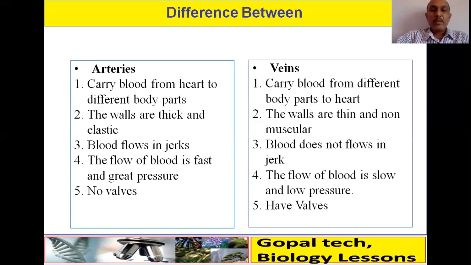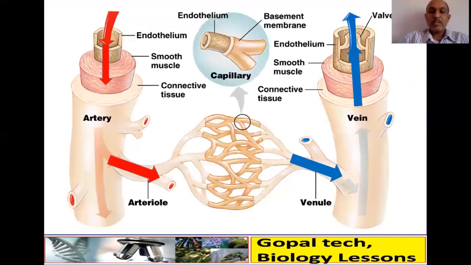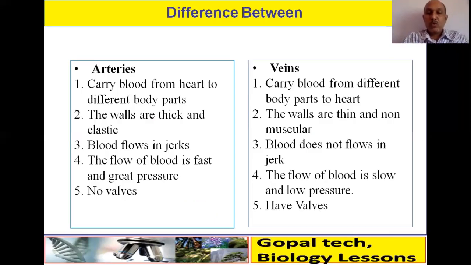Veins carry blood from different body parts to the heart. The walls are thin, non-vascular and muscular. Blood does not flow in jerks. The flow of blood is slow and with a low pressure, and they have internal valves in between. Okay, so these are the differences between arteries and veins. Very important question. You will make a table.